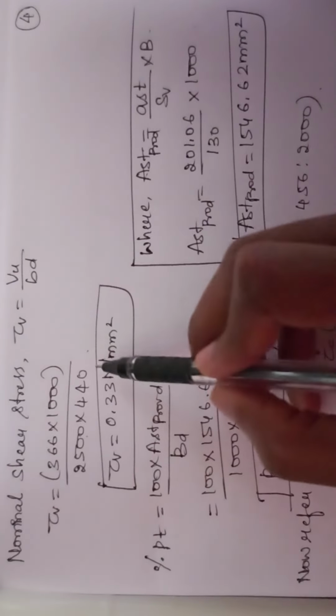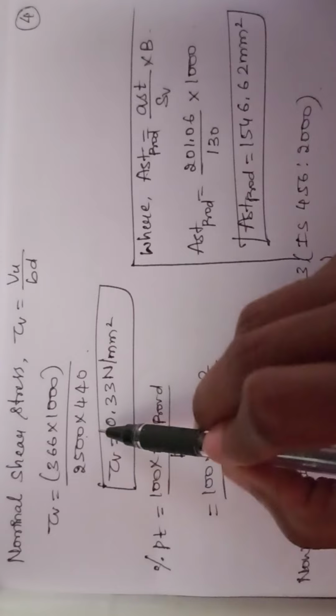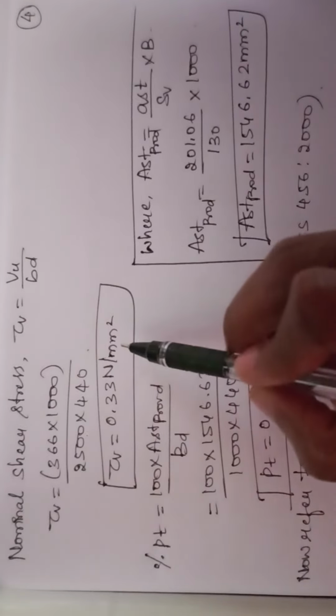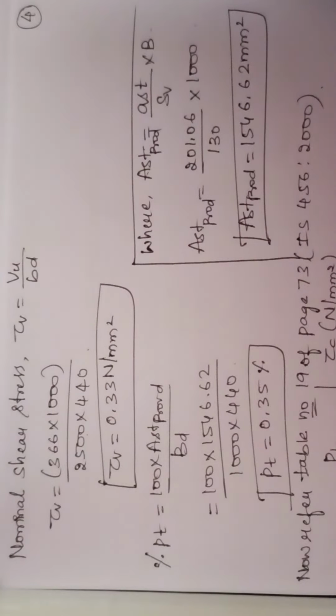D represents your effective depth, that is 440. On simplifying, we get a value of tau V as 0.33 Newton per mm square. Then let us find tau C. Before we do, the value of tau C will depend on our percentage steel, for which we first have to find the percentage steel value here.